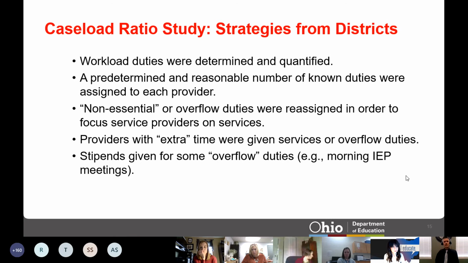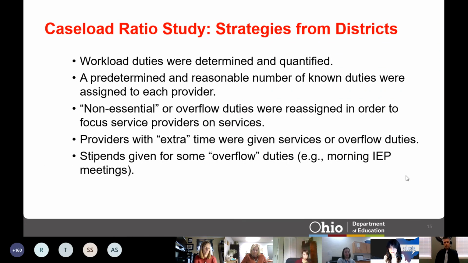Another thing that came out was the expectation that, here's your job, this is what you're expected to do, but we're going to provide you a reasonable number of duties. These are the things that we're going to assign to you, with this notion of it being a reasonable number, meaning that it would allow you to get your workload done as well as provide FAPE to the students on your caseload.